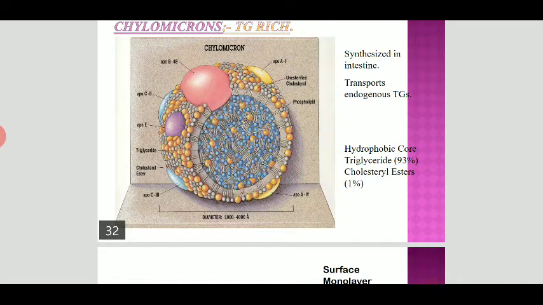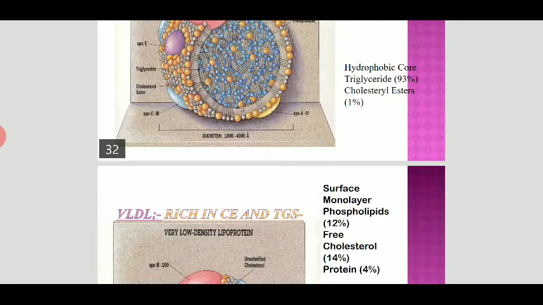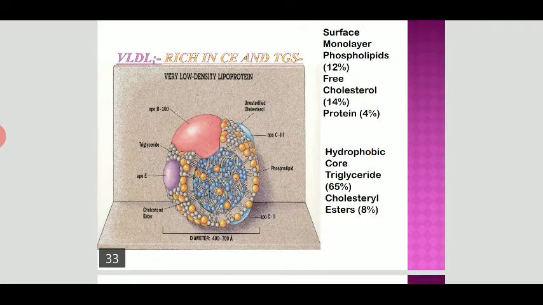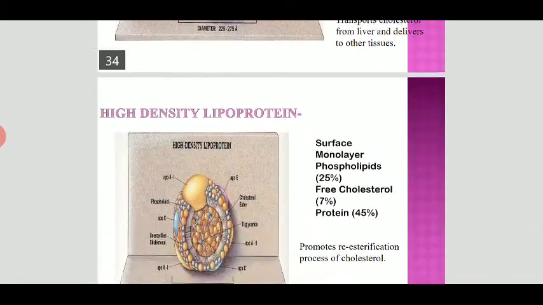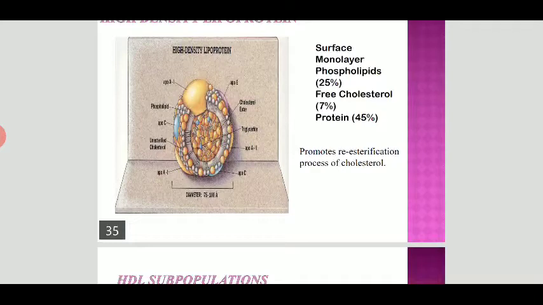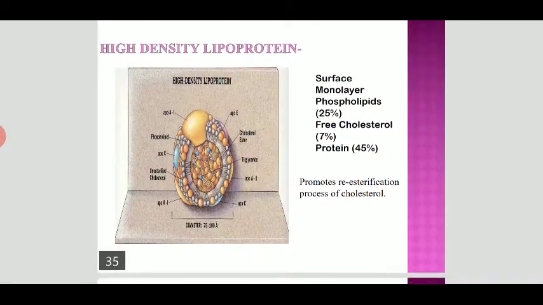Then chylomicron. It is synthesized in the intestine. It transports exogenous triglyceride, and it has hydrophobic cores because triglycerides are present at 93%, whereas cholesterol esters are present at 1%. This is the structure. This is the structure of high density lipoprotein.